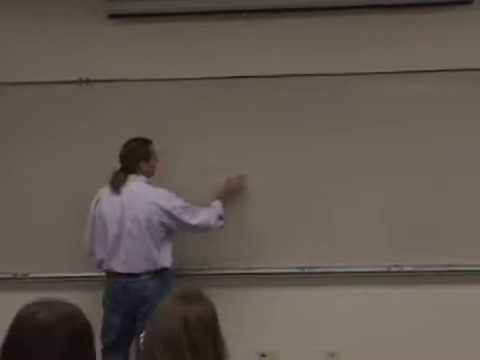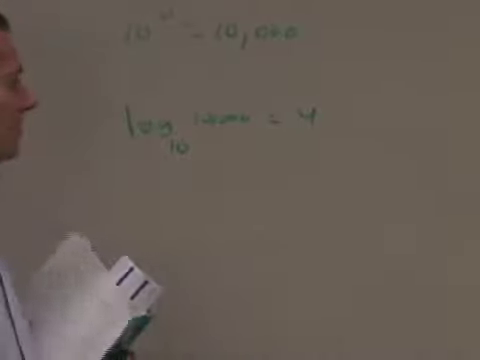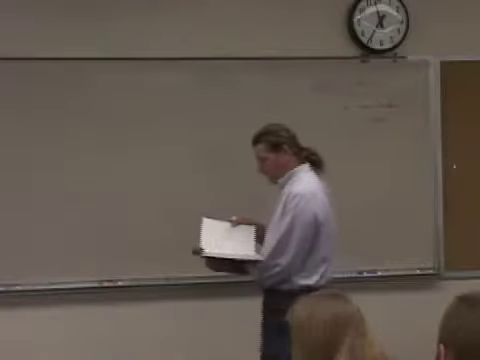What happens? You get 4. No surprise there. Log of 10,000 is 4. That really says log base 10 of 10,000 is equal to 4.